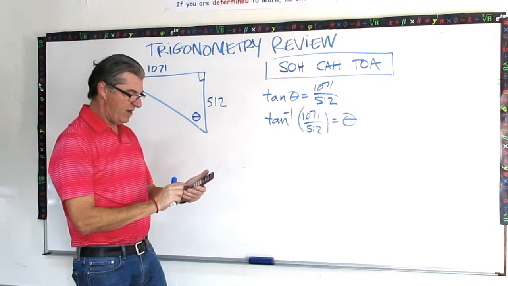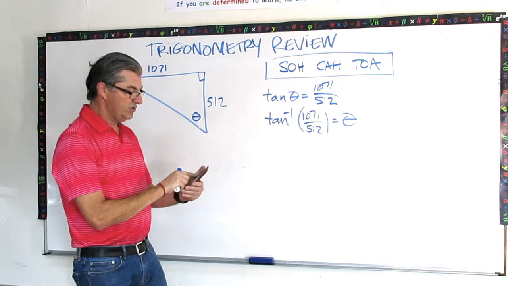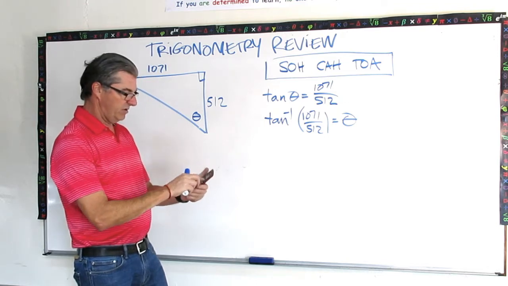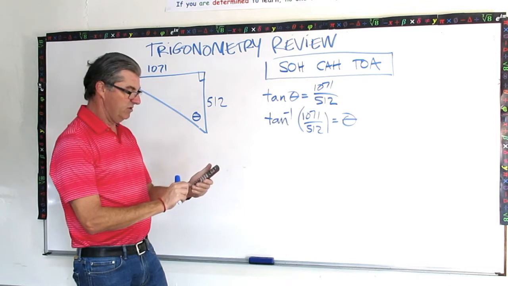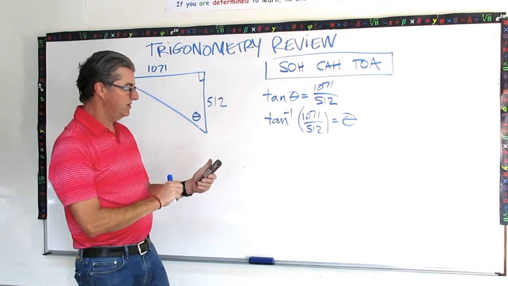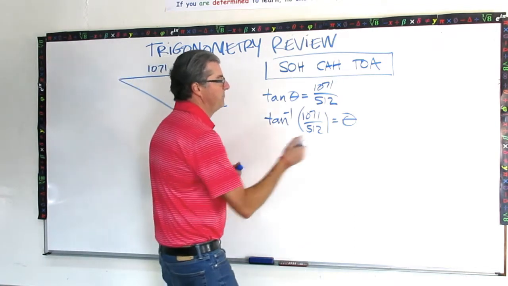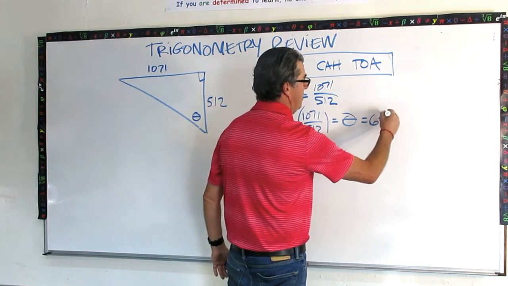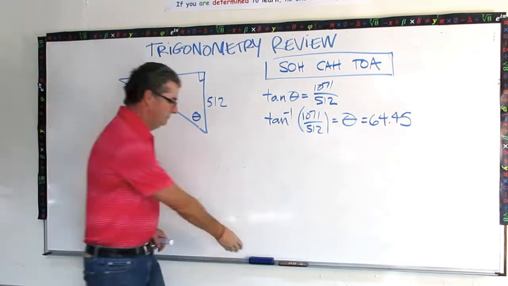1071 divided by 512, and then take the second function. No, that didn't work right. Let's try that again. 1071 divided by 512, and then take the second function for tangent, the inverse function. We get 64.45. There you go.